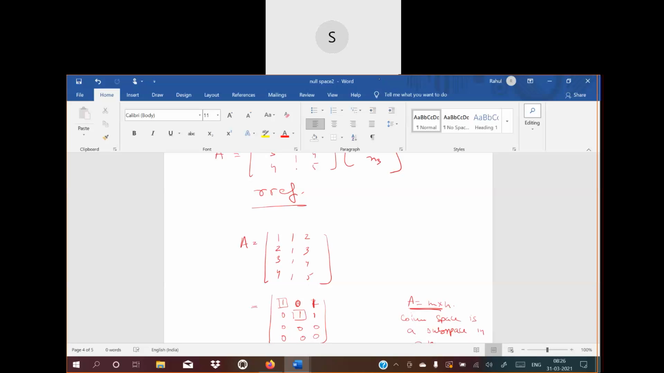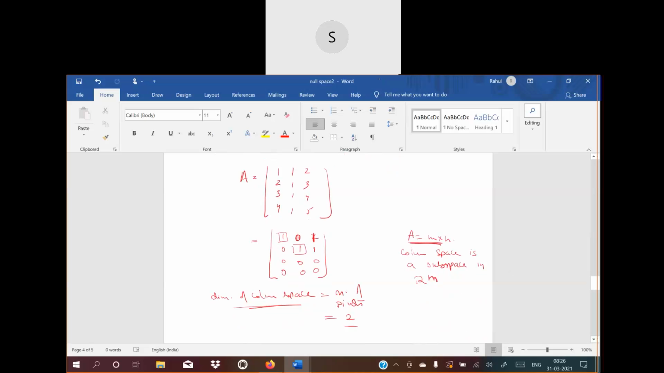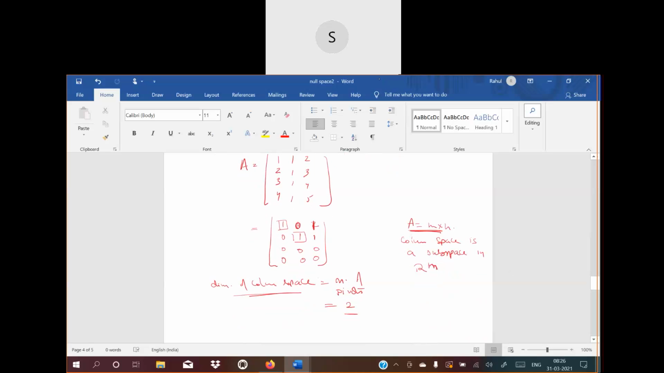So therefore the dimension of the column space, which is the number of pivot elements, is also called the rank of A. Rank of A is actually 2. Last time what I was saying is that when you have two pivots here, 1 and 2, the other one which is left is called a free column or free variable.